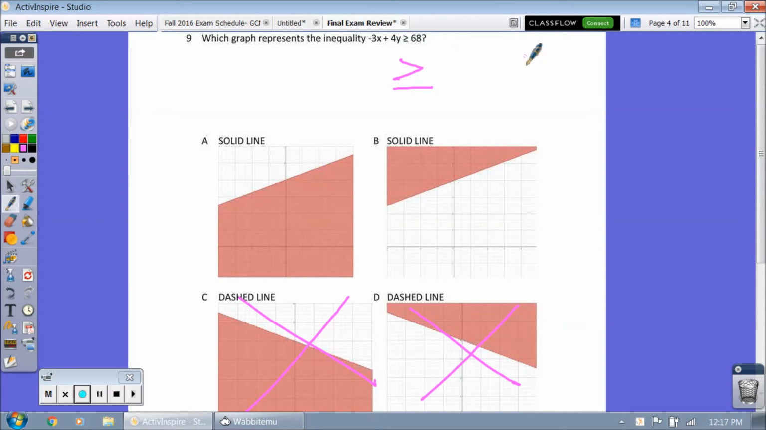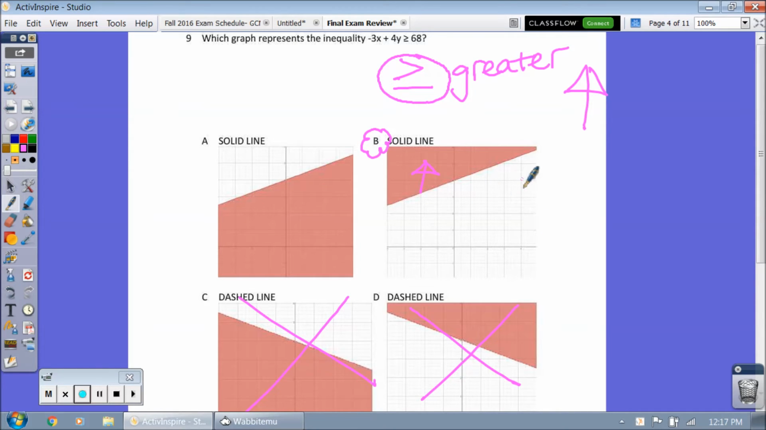And if you look at the number in front of y, it's positive, which means at the very end we're going to divide by a positive. If you divide by a positive, the sign stays the same. So this is greater than or equal, greater than meaning you shade above. And there's only one answer choice, B, that has a solid line and where they shaded above the line.